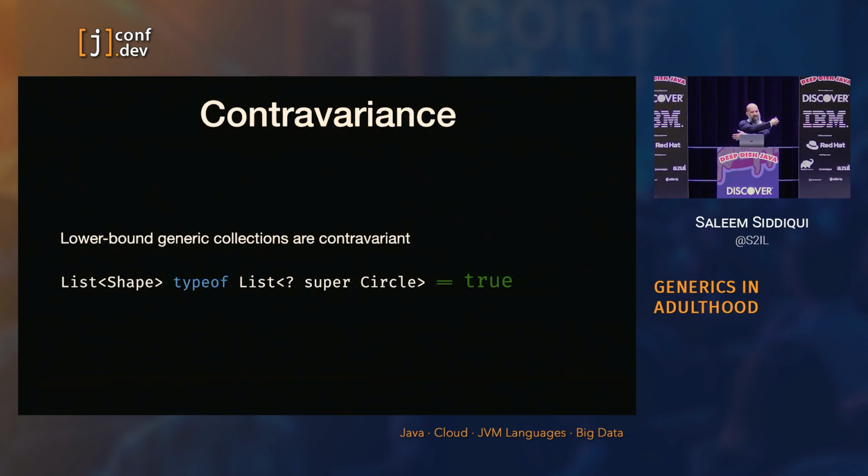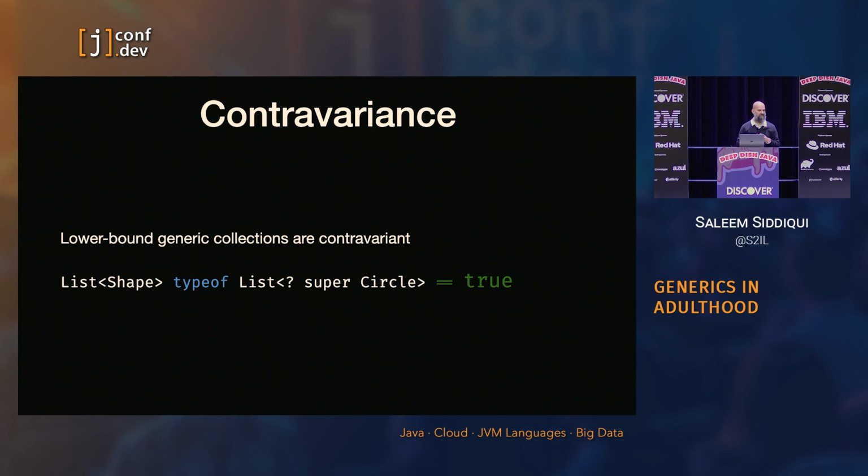Contravariance is where this goes in the opposite direction. So lower bounded generic collections are contravariant. What does this mean? If you have a place where a list of wildcard super circle is asked for, you can give it a list of shape. Notice the direction here. A list of shape is a type of list of wildcard super circle. However, a circle is a type of shape. That relationship is going from right to left, versus the collection relationship, which is going from left to right.